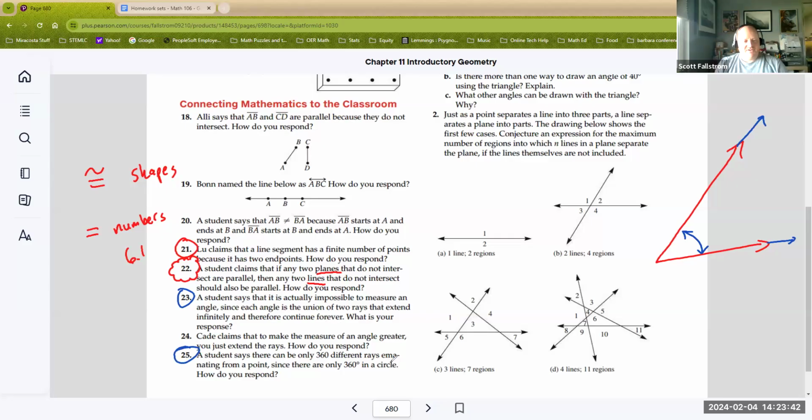And then lastly, student says there's only 360 different rays because there's only 360 degrees in a circle. How do you respond? All right. So if you had a point, you could say, oh, there's one. Then I got one over here at 1 degree. I get another one at 2 degrees. I get one at 3 degrees. I get one at 4 degrees. You tell me, is it possible to have a ray in between these? That might help your explanation to the student.